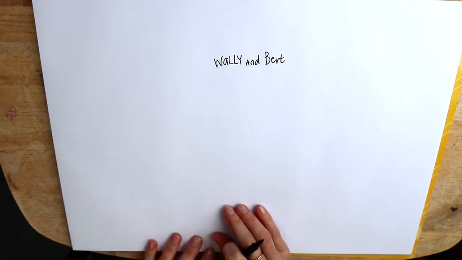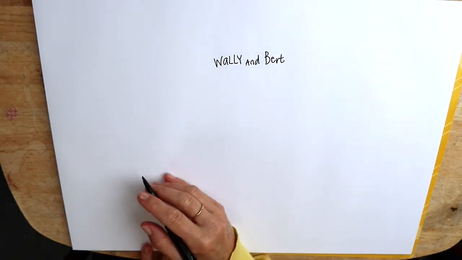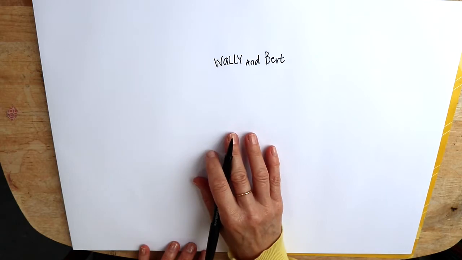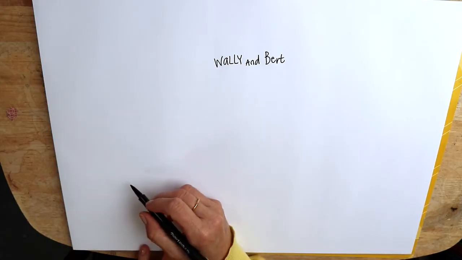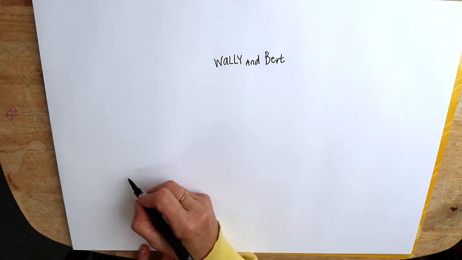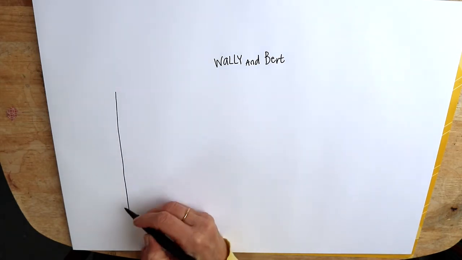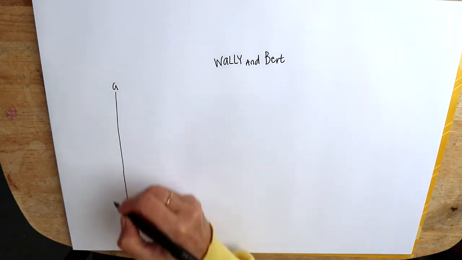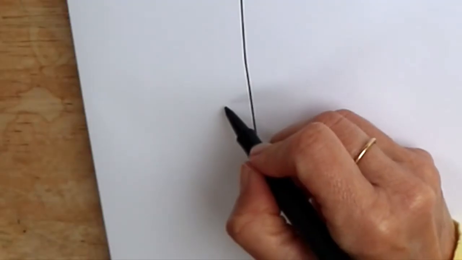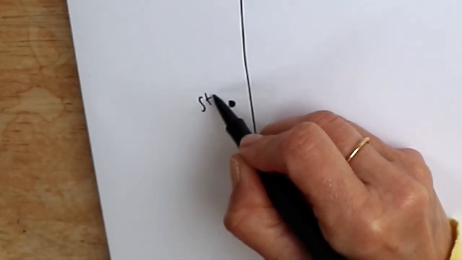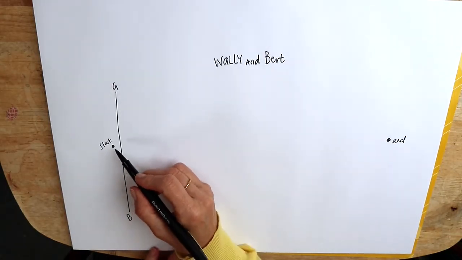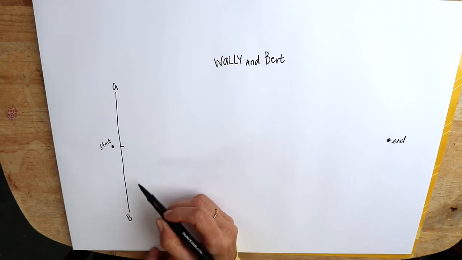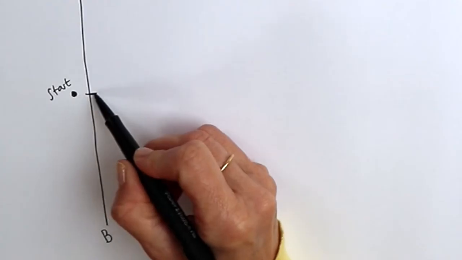There are other sorts of story shapes, so I just thought I'd run you through an example of Wally and Bert, which is one of my stories. So Wally is a dog and Bert is his best friend, and if we have a scale here of good things that happen, bad things that happen, and this is the start of the story, and over here is the end of the story. So Wally, good things and bad things happen to him, so he's a fairly average kind of dog, as it turns out.